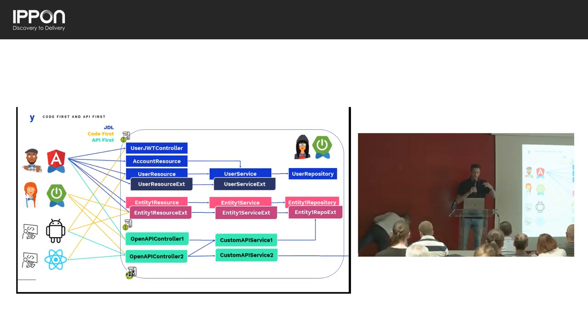So we have three layers of communication. The first one is JDL driven, the second one is code first driven. And now, if you choose to go API first, you can see from the green lines that you also allow the Angular frontend to generate the code and implement some custom pages and custom behavior that is linked to your API definition. And you are also decoupling the development for Android and React developers in this case.